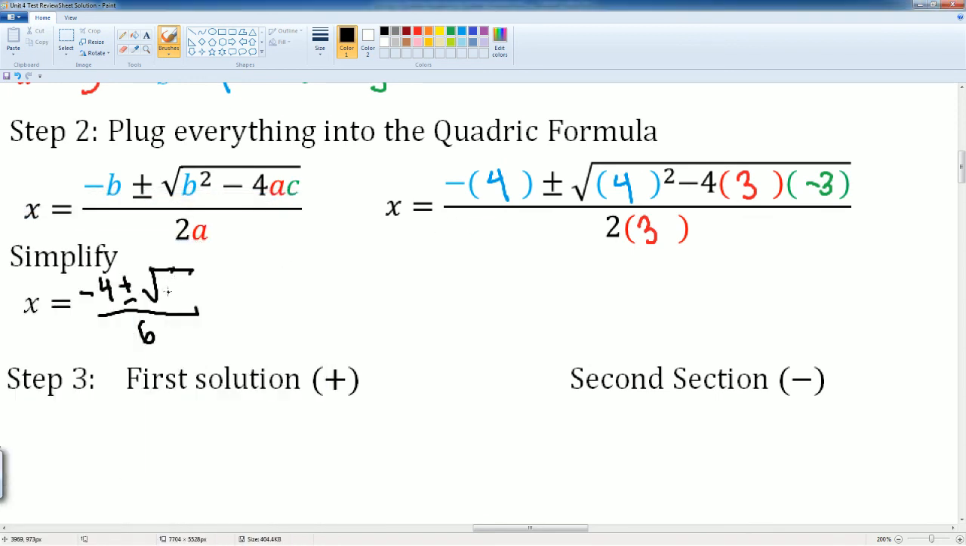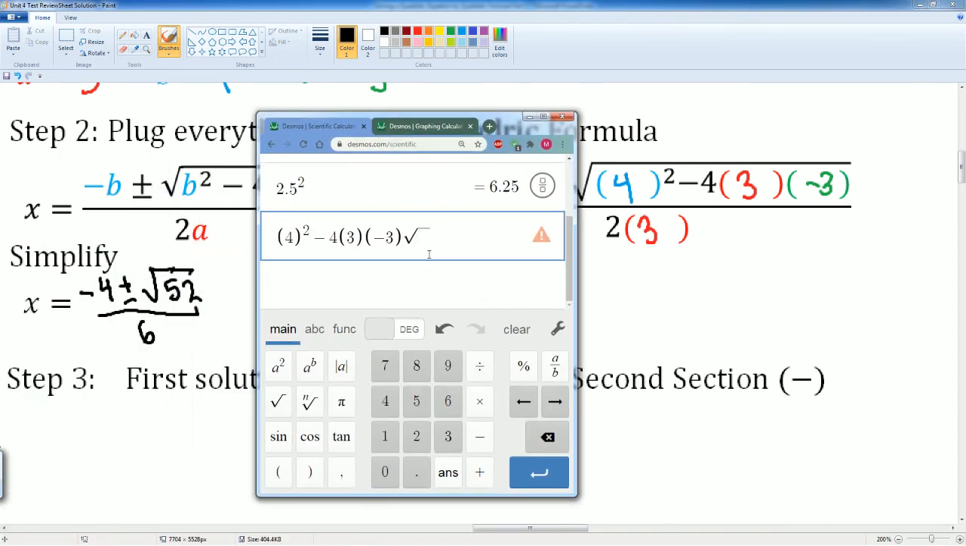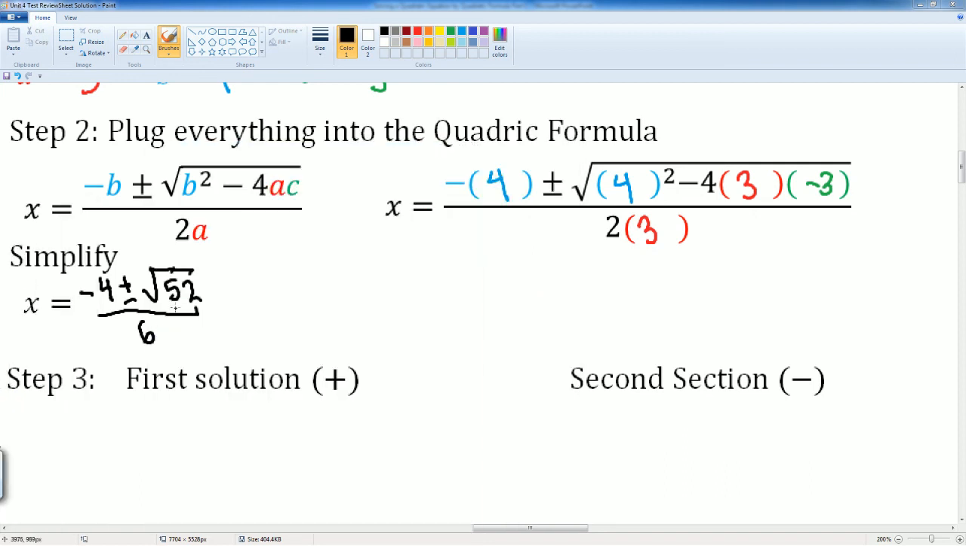Can we simplify 52? Let's see. Radical 52. Nope. Can we do radical 52? No. Very ugly. Okay. So we can just leave it like this.